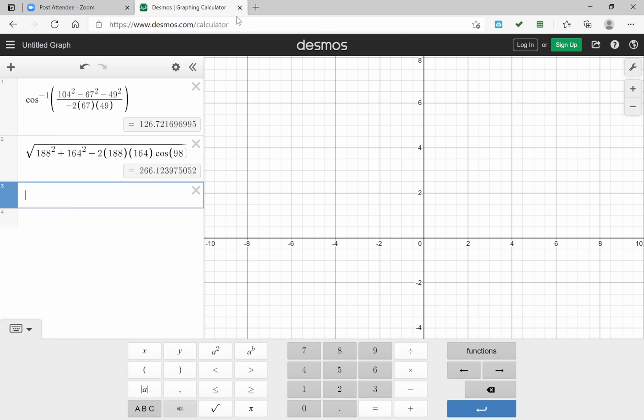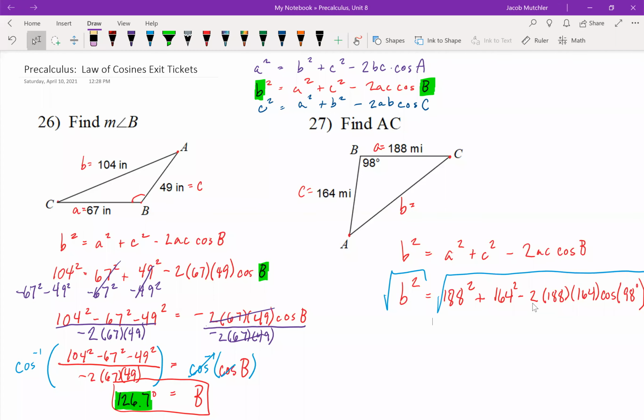We'll head back to our notes just to finalize that side length. B has a value of about 266.1. I'll put the units here, miles, but then just highlight for the Kahoot, my entry would just be the number itself, 266.1.